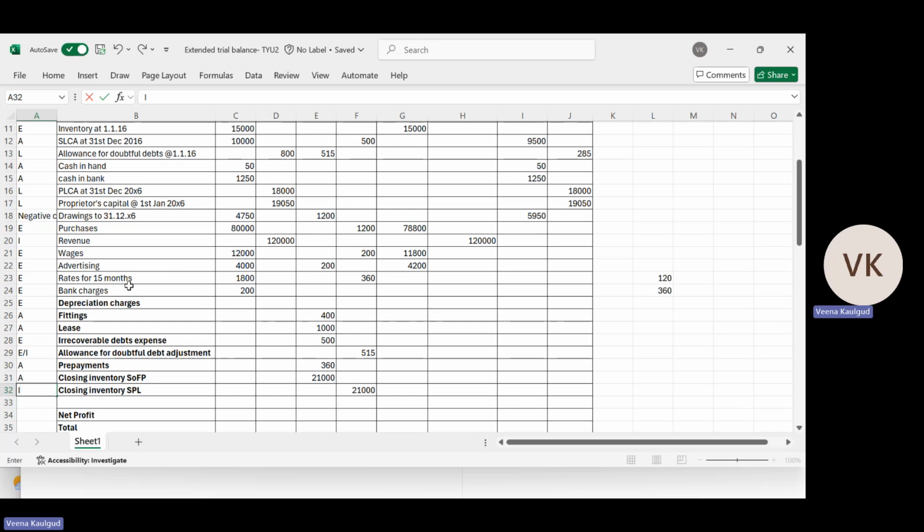Okay, so rates for 15 months. Where are we right now? Did we finish all of this? Wages, yeah. So 11,800, 4,000, 4,200. Rates is an expenditure, so equals 1,800, sorry, minus 360.